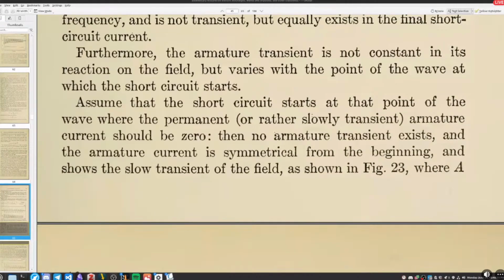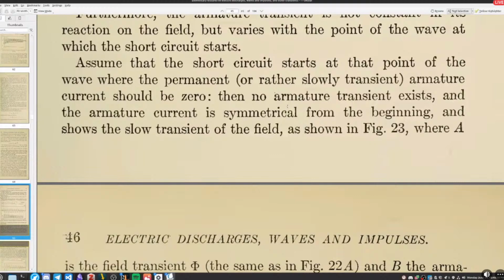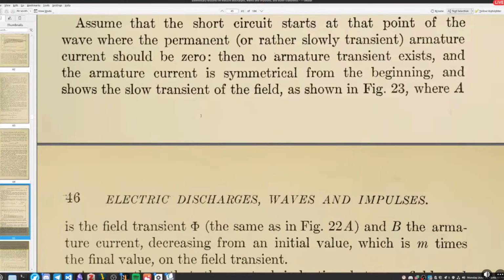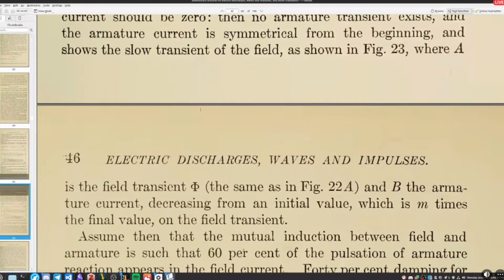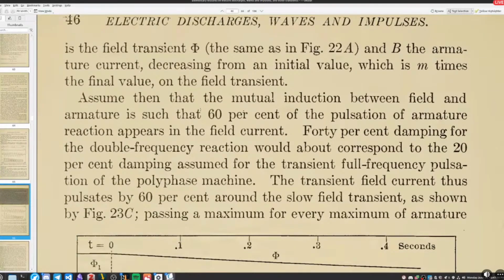Furthermore, the armature transient is not constant in its reaction on the field, but varies with the point of the wave at which the short circuit starts. Assume that the short circuit starts at the point of the wave where the permanent, or rather slowly transient, armature current should be 0. Then no armature transient exists, and the armature current is symmetrical from the beginning and shows the slow transient of the field, as shown in figure 23, where A is the field transient phi, the same as figure 22a, and B, the armature current decreasing from an initial value, which is m times the final value on the field transient.